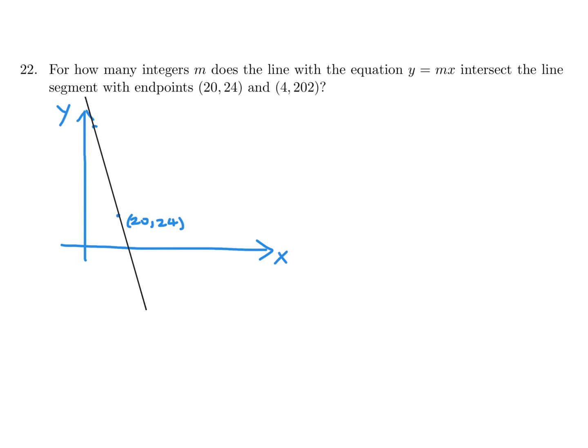But the line is something like that. Well, at least you understand the fact that it would have a negative slope. And then we have y equals mx.